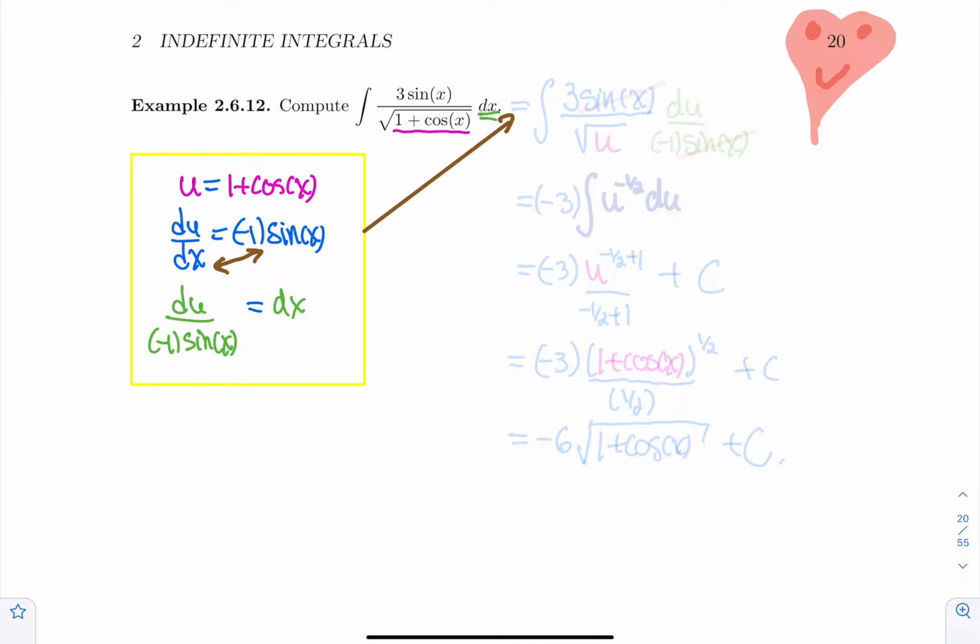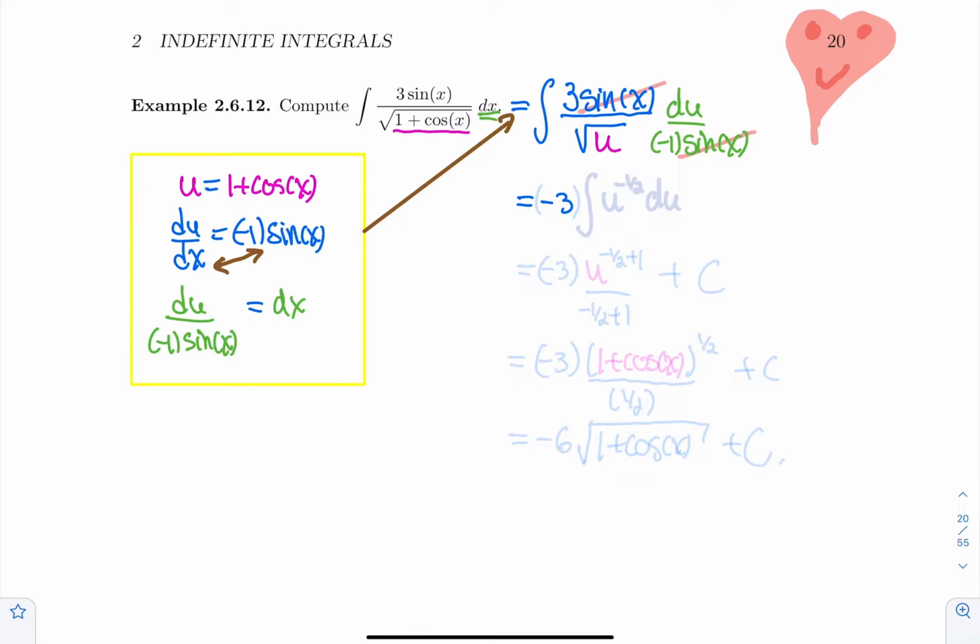Now we get the integral of 3 sine, so this is untouched initially by the change of variable, over the square root of u, and dx is now du over minus sine of x. So now let's cancel stuff, and if the u substitution was done properly, every single term that depends on x should simplify, and here it works. So we see sine of x canceling perfectly. We can take the coefficient out, so the 3 over minus 1, I'll take it outside as minus 3.